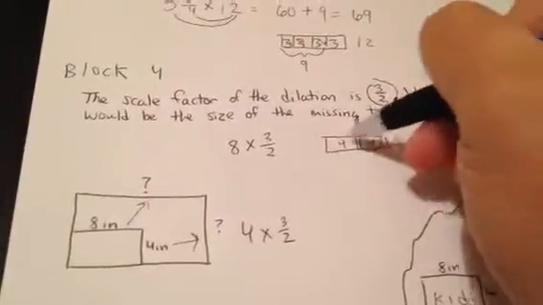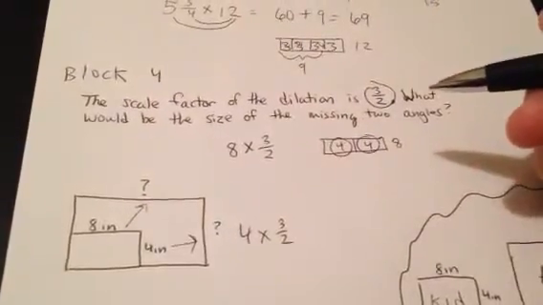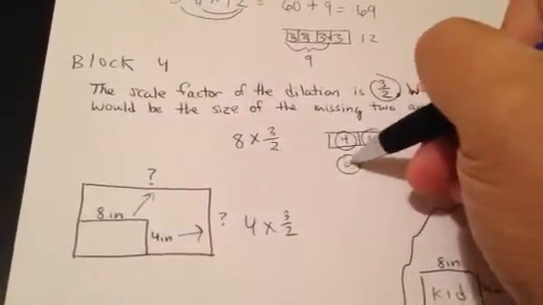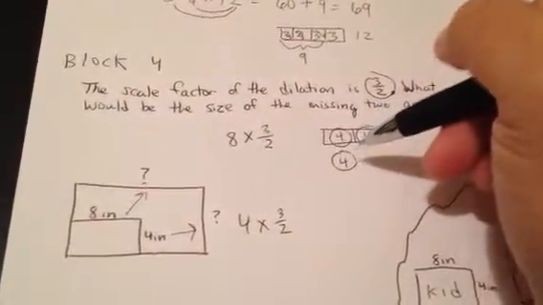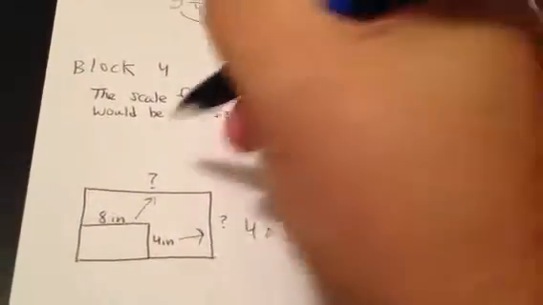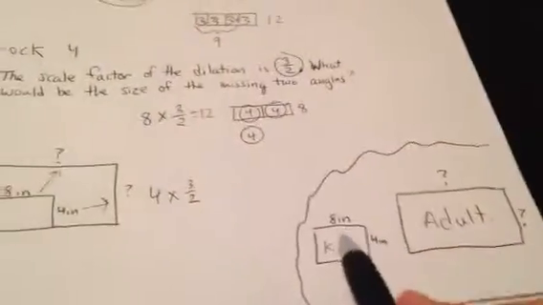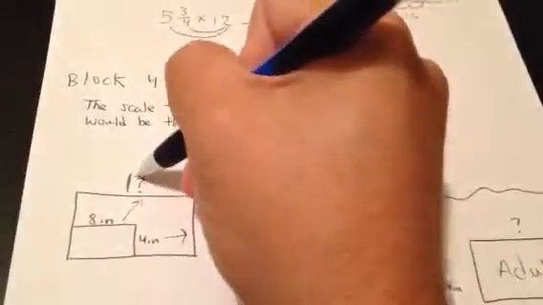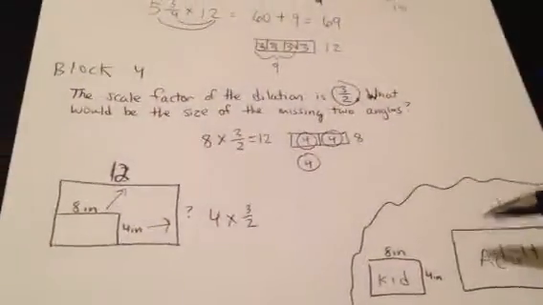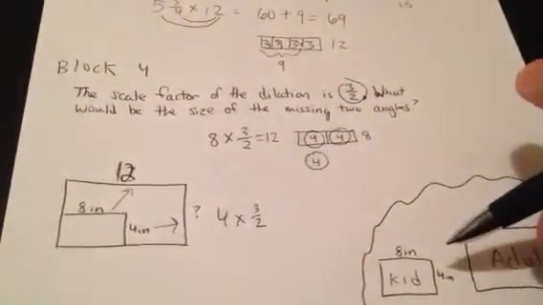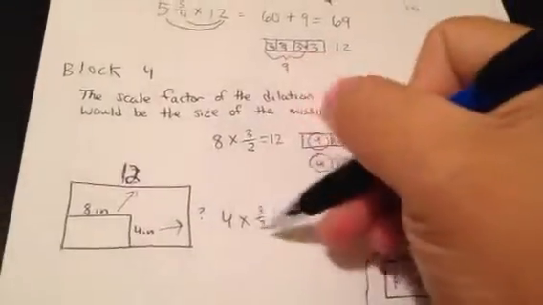So 1, 2. I have to figure out how to get a third one. So I'm going to imagine that I'm creating another part that's equal. So 4 times 3 is 12. So I know that this is going to be 12, which means when the 8 as a kid grows up to be an adult, it's going to be 12. Okay? Next, the 4, let's figure out what he becomes when he grows up to be an adult using the scale factor 3/2.